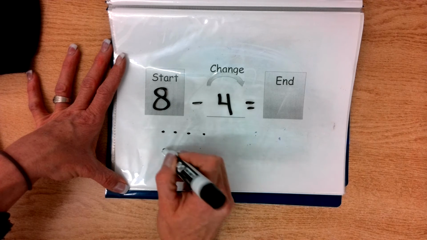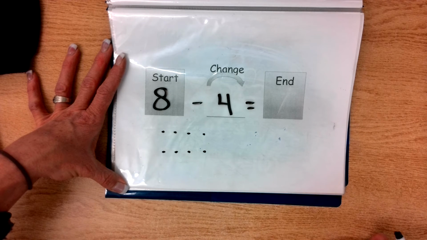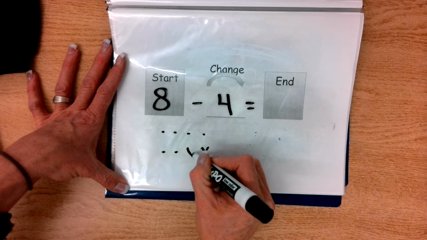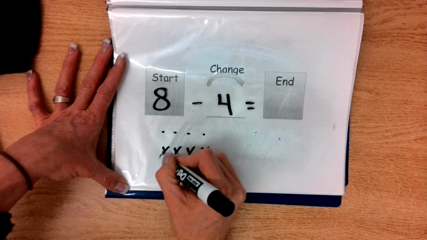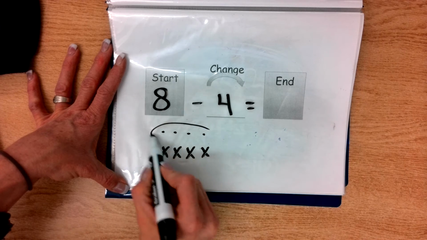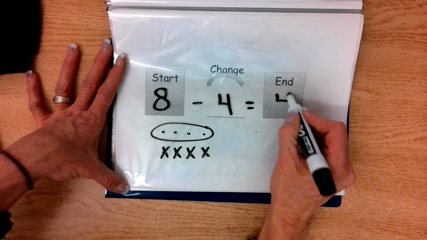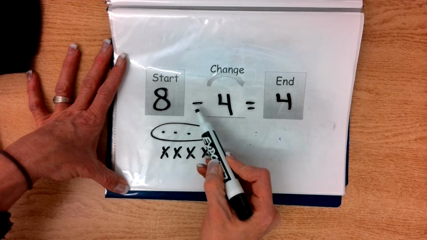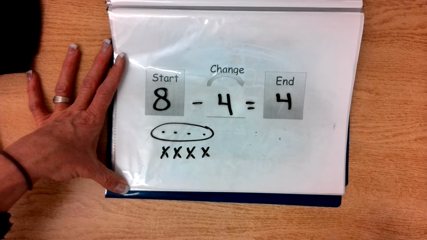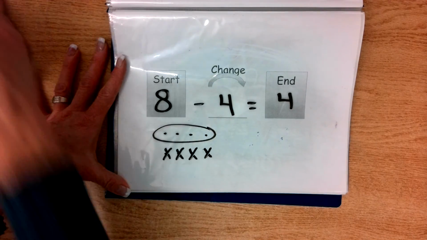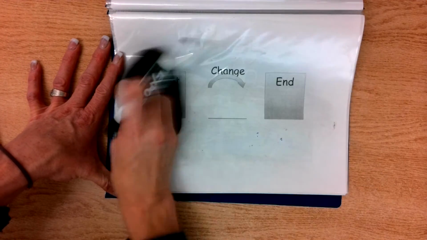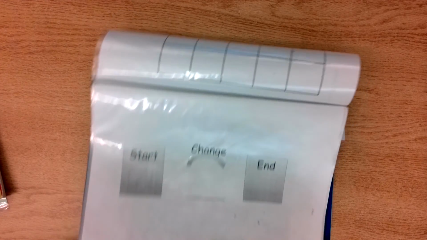2, 3, 4, 5, 6, 7, 8. There's my 8 dots. I'm going to take 4 away. 1, 2, 3, 4. How many do I have left over? 1, 2, 3, 4. You got it. That's it. So we read this 8 minus 4 is equal to 4. Good work. You're amazing. All right, now let's get out our math book, our math journal.